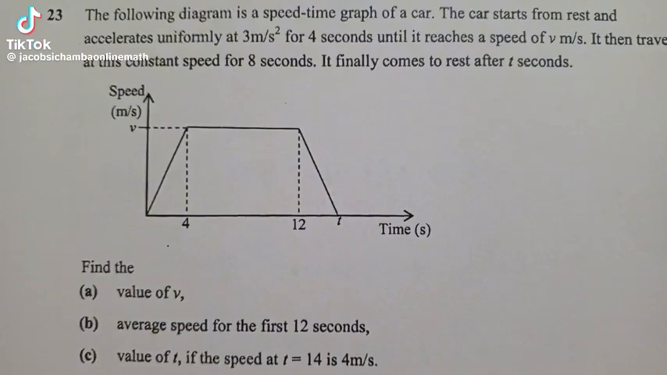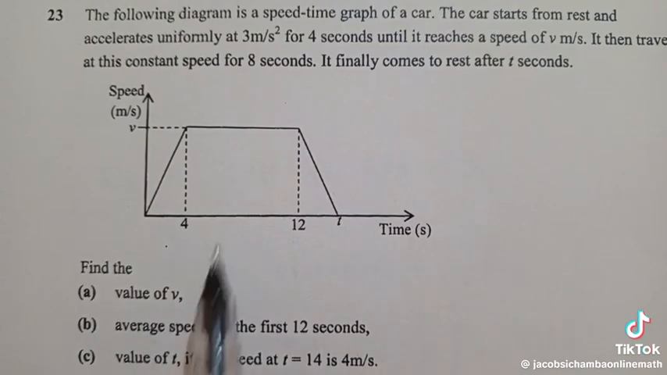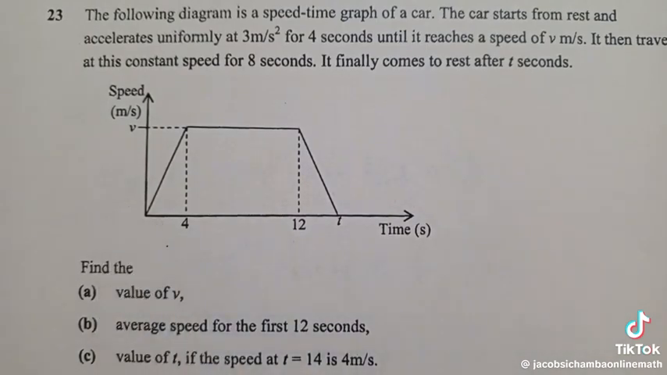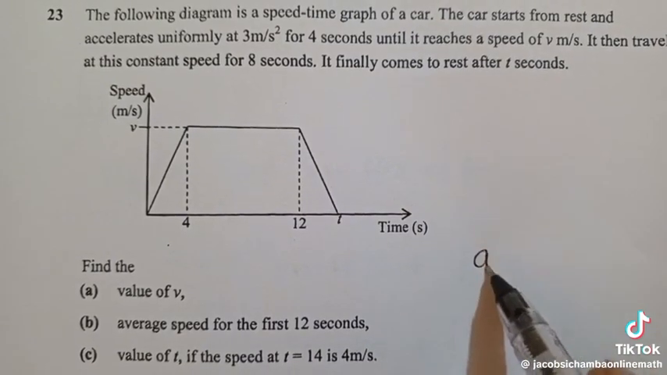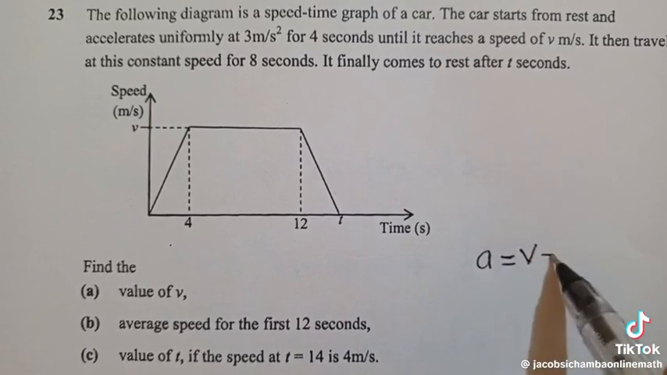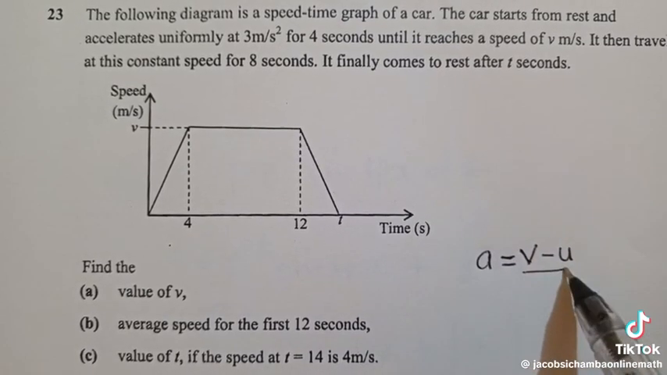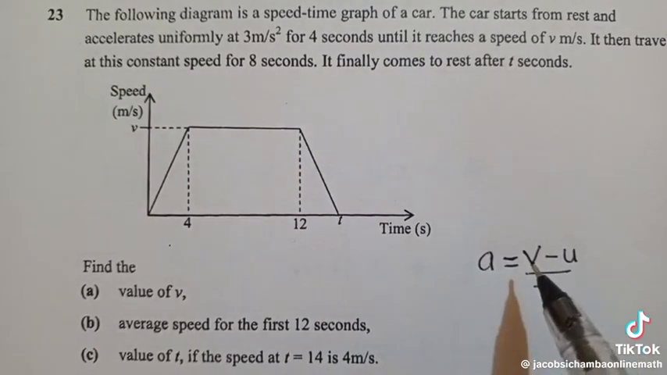All right, so we've got this question, and this question came in 2023 GCE, paper 1. On how to find the value of v here, we need to use the formula for finding acceleration, and that is acceleration is equal to final velocity minus initial velocity over time. So, this is the formula we needed.